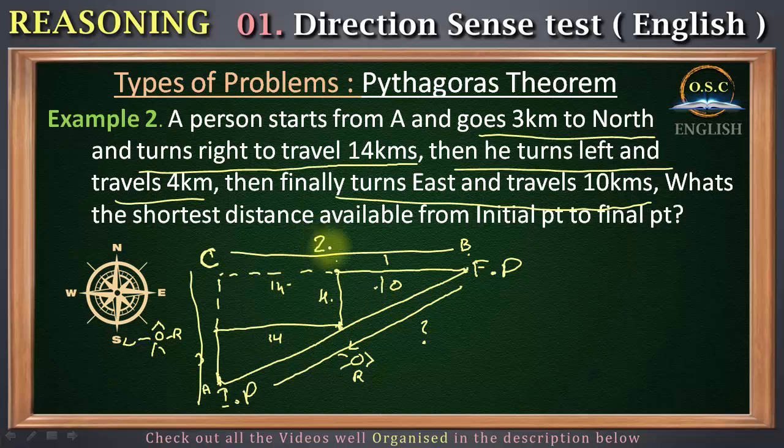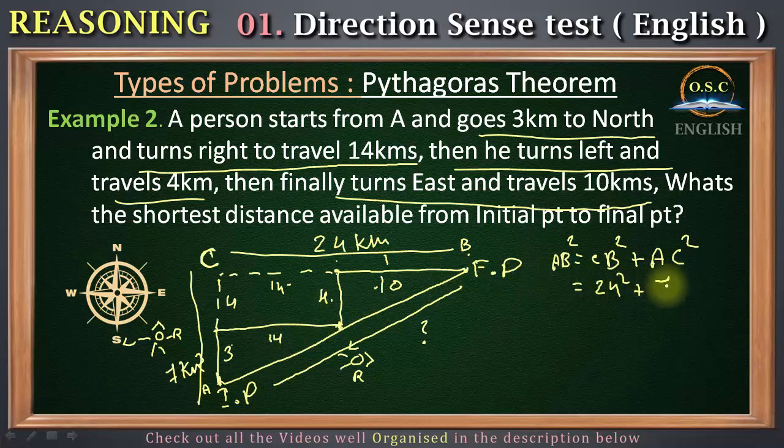So 10 plus 14 is going to give us 24. So this side is 24 kilometers, and in this direction, this is 3 and this will be parallel to this, so both combined will give us 7 kilometers. 24 kilometers and 7 kilometers, and the hypotenuse is AB. AB square is equal to CB square plus AC square. CB is 24 square plus AC is 7 square.